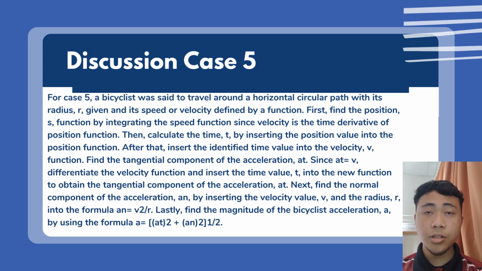Since the tangential component equals the derivative of velocity, we can differentiate the velocity function and insert the time value into the new function to obtain the tangential component of the acceleration. Next, we need to find the normal component of the acceleration by inserting the velocity value and the radius into the formula. And lastly, we can find the magnitude of the bicyclist's acceleration, since we have both the normal and tangential component of the acceleration, using the formula for the magnitude of the acceleration.